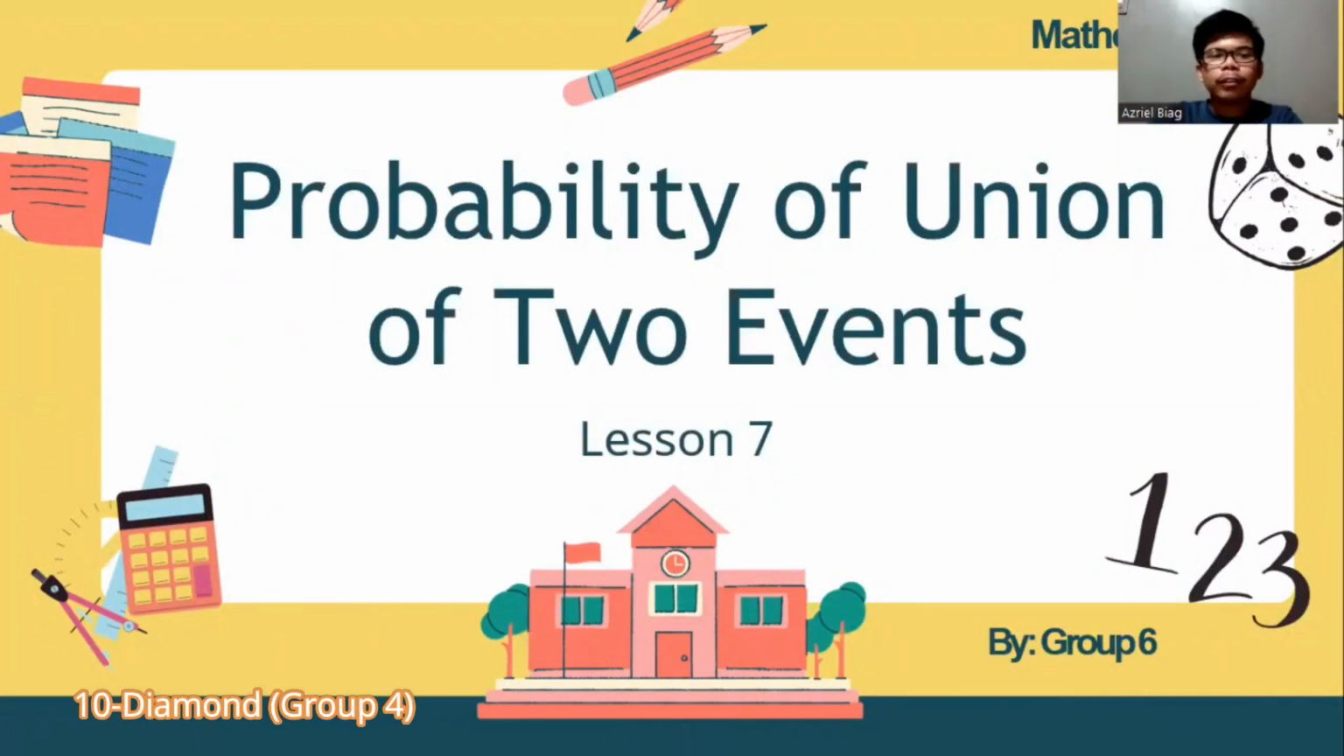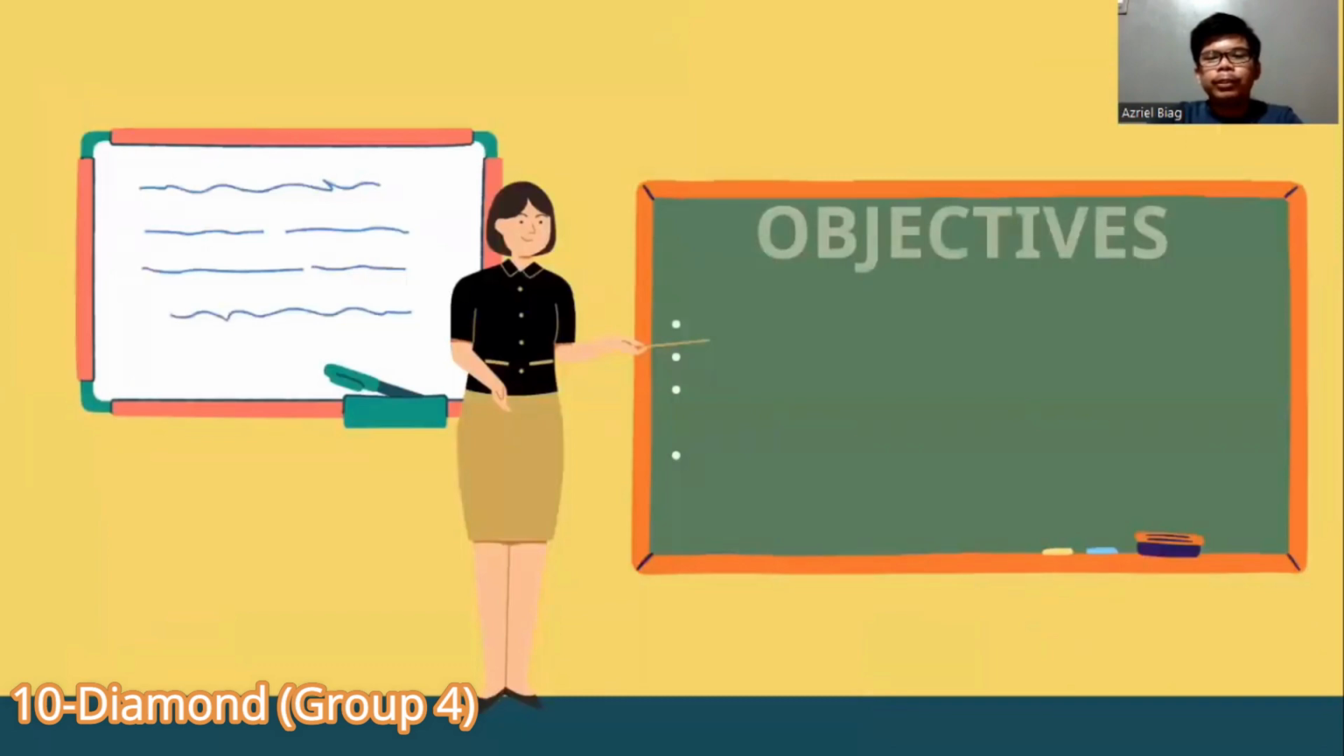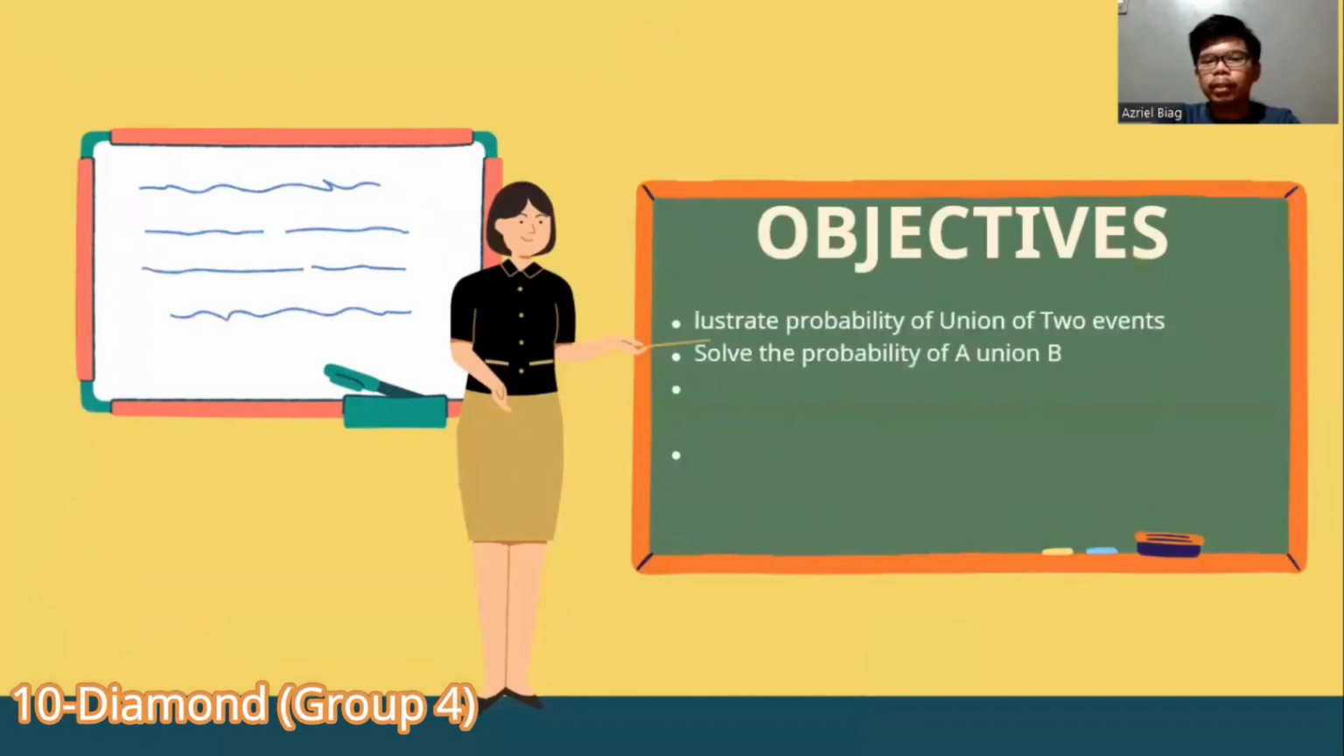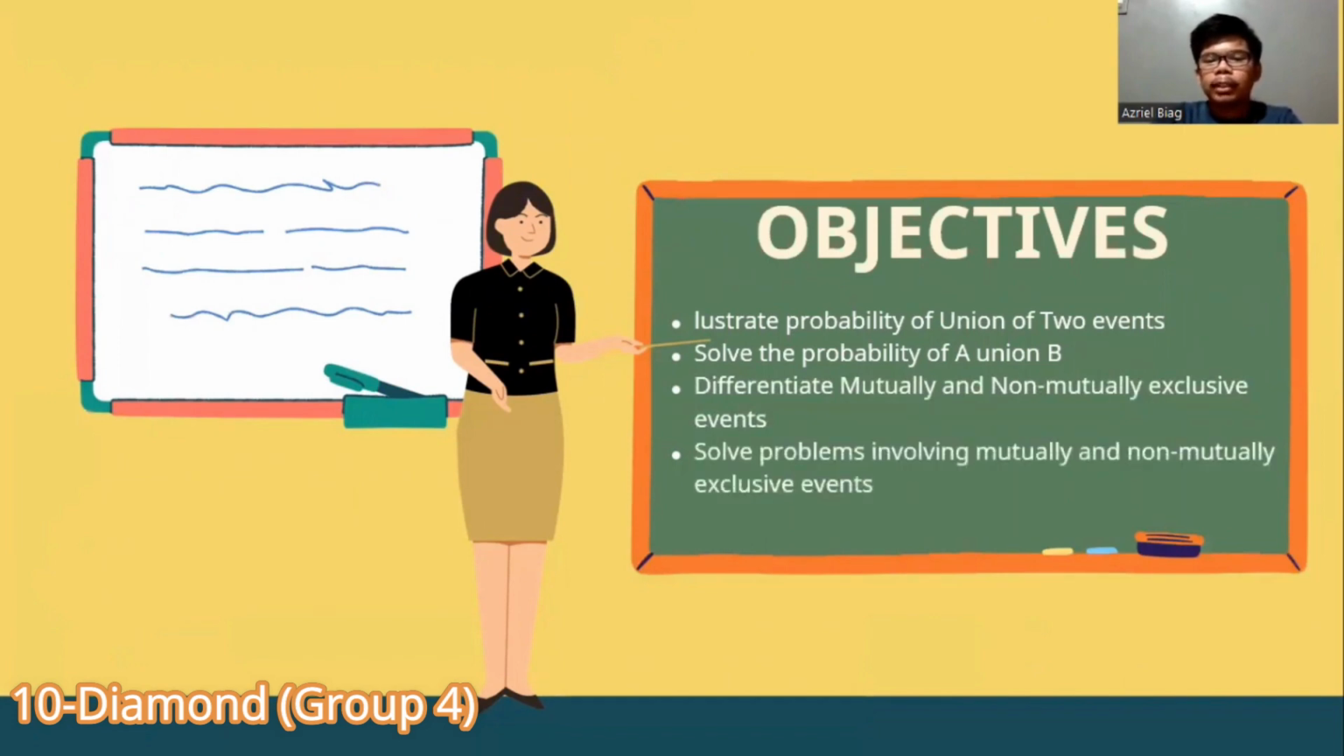Good morning, class. For today's lesson, we will tackle the probability of union of 2 events. Before we proceed on our discussion, may we present to you our objectives. After this lesson, you should be able to illustrate probability of union of 2 events, solve the probability of A union B, differentiate mutually and non-mutually exclusive events, and solve problems involving mutually and non-mutually exclusive events.